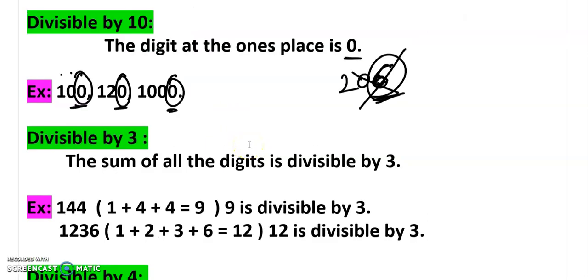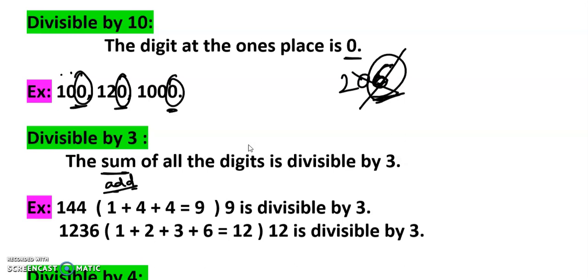Next one, divisible by 3. The sum of all the digits is divisible by 3. Sum of the digits. What is sum? Sum means addition, add.